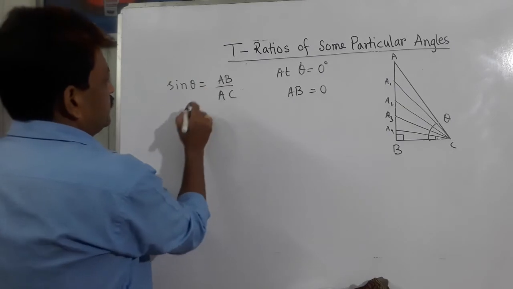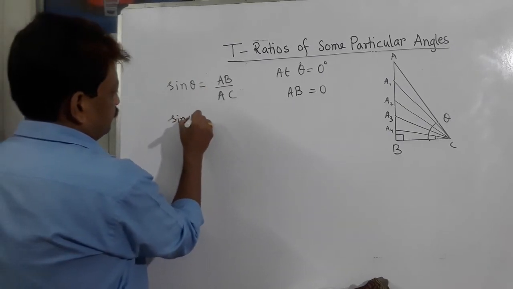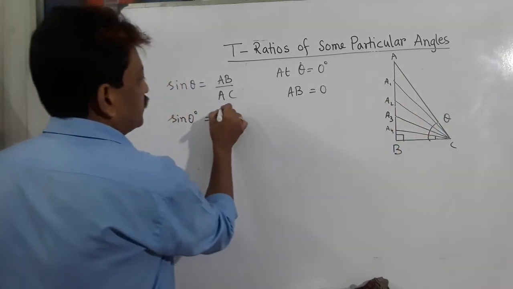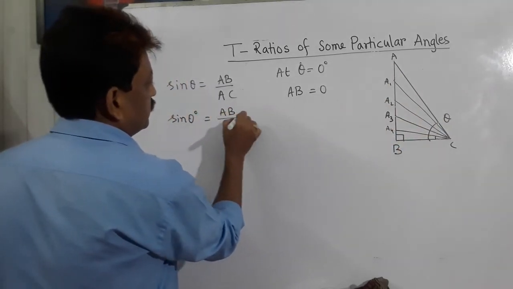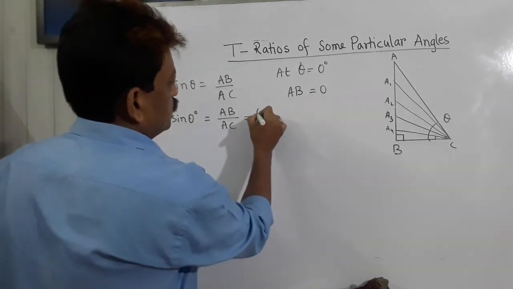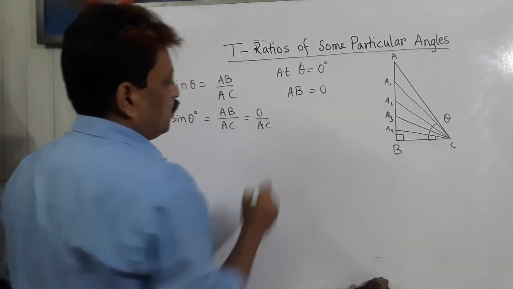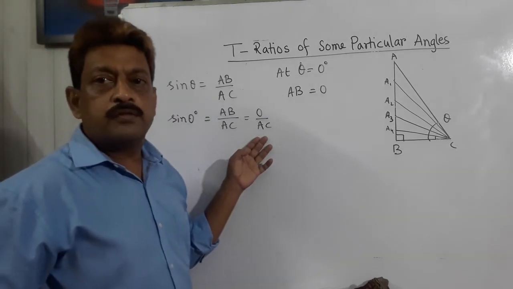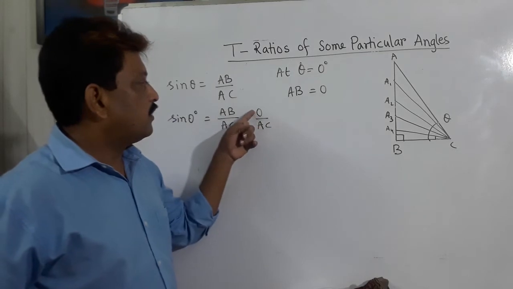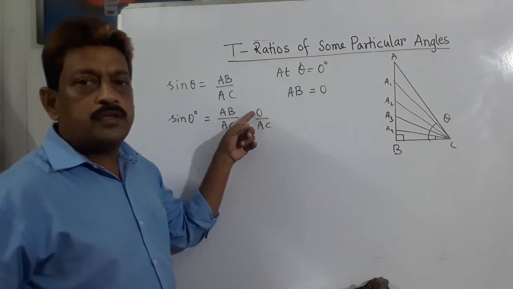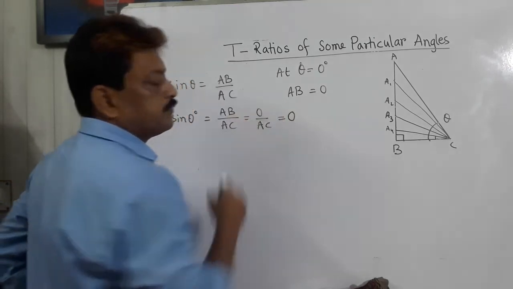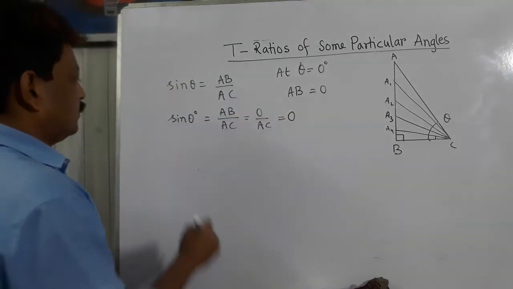Now, what is sin 0 degree? Sin means perpendicular by hypotenuse, that is AB upon AC. Now what is AB? AB is 0. So 0 upon AC, whatever is the length of the hypotenuse, but since the value of AB is 0, 0 upon any value is 0. Understood?